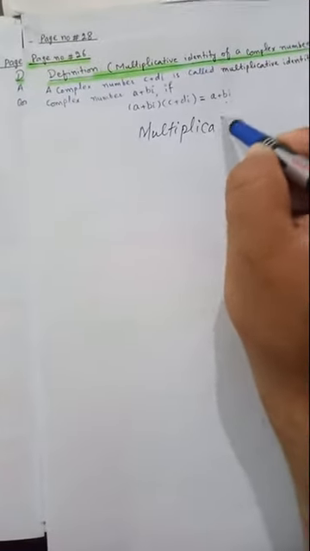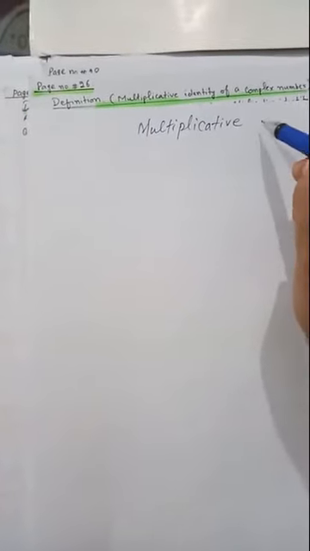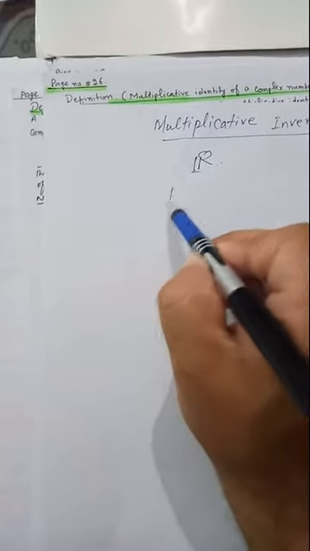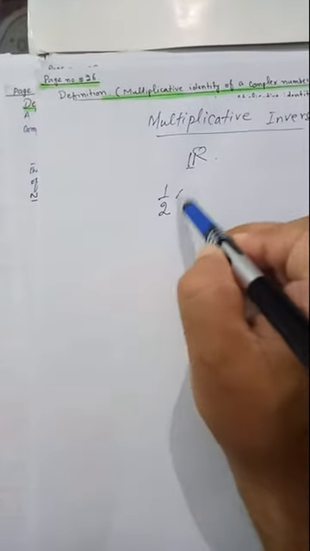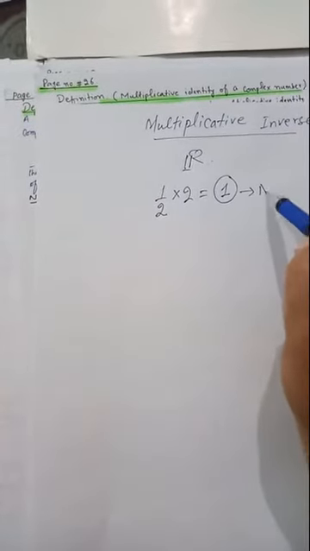So now multiplicative inverses. Remember that the multiplicative inverse for each and every number will be different, meaning the multiplicative inverse is not unique. First of all, I will discuss this for the set of real numbers. Let's say I take 1 by 2. If I multiply 2 with this, you will get 1. So this is my multiplicative identity.